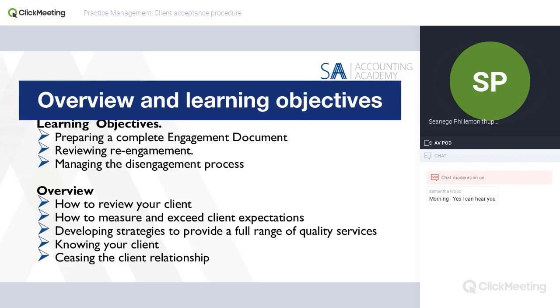Now, at the end of this discussion, I want you to be knowing this overview and the learning objective. Our learning objective will be preparing and completing engagement documentation, and reviewing re-engagement, managing the disengagement process. Our overview: how to review your client, how to measure and exceed the client expectation, developing strategies to provide a full range of quality service, knowing your client.